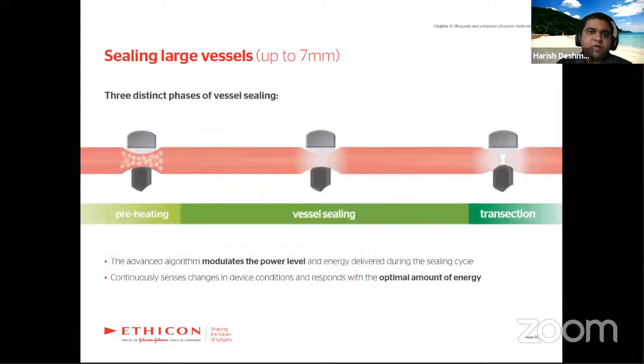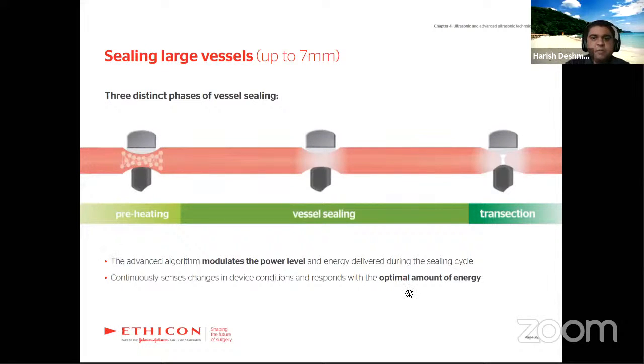And in case of advanced sealers, where we have up to 7 mm vessel sealers in harmonic, they can take vessels up to 7 mm. Only thing you need to be very clear about is that it has a cycle to complete the vessel sealing. If it is stopped in between, it may cause an issue. So what you are seeing here is the complete cycle of vessel sealing for the 7 mm harmonic shears. It starts with a preheating phase, then followed by vessel sealing and transection.